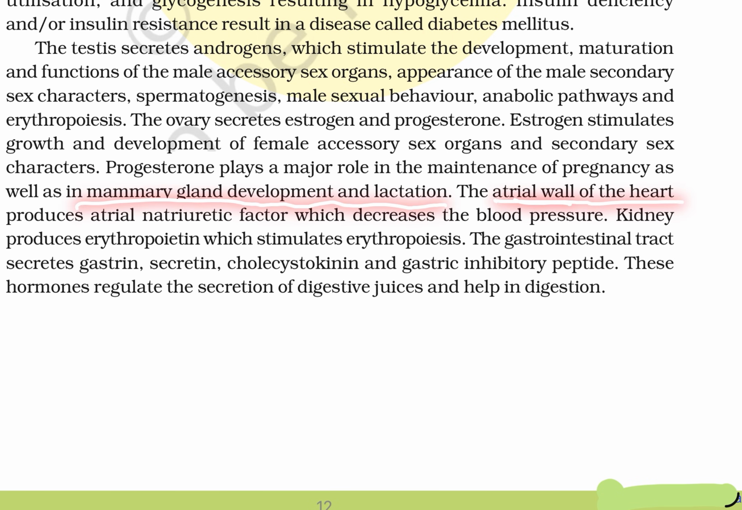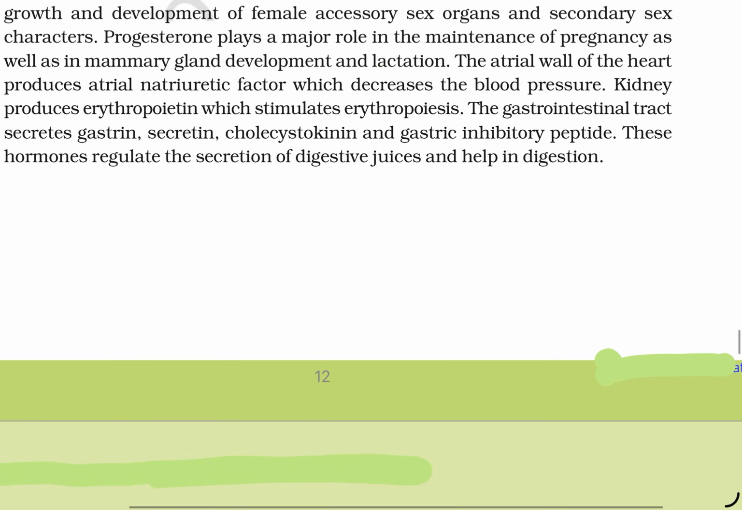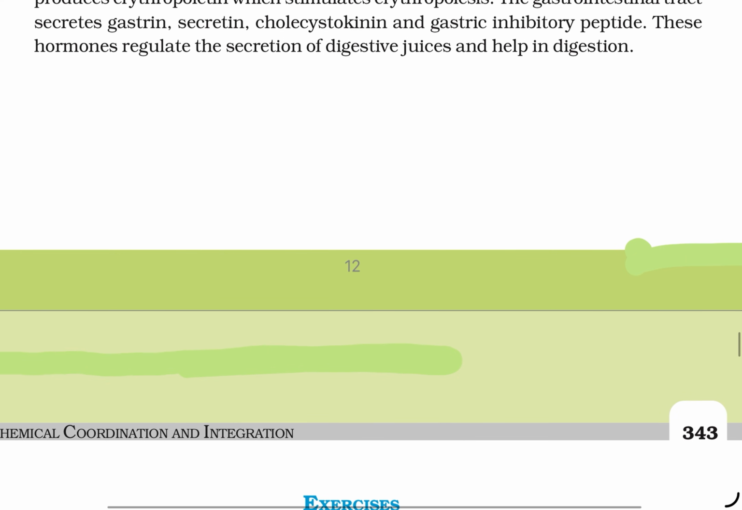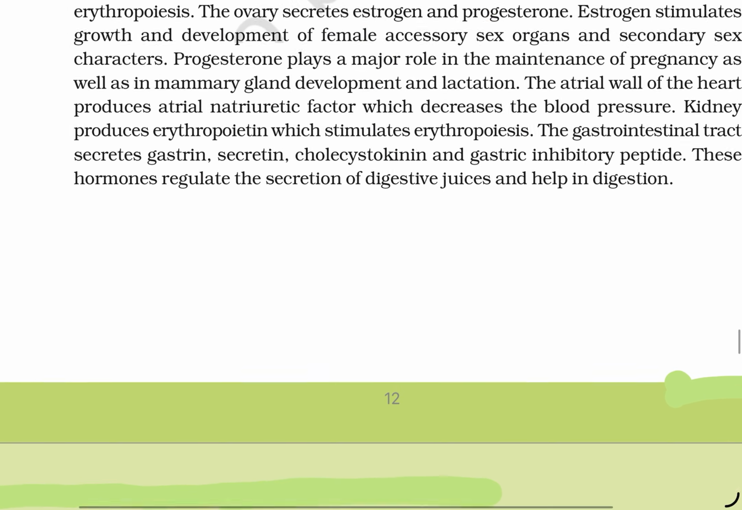The atrial walls of the heart produce atrial natriuretic factor, which decreases blood pressure. The kidney produces erythropoietin, which stimulates erythropoiesis. The gastrointestinal tract secretes gastrin, secretin, cholecystokinin and gastric inhibitory peptide. These hormones regulate the secretion of the digestive juices and help in digestion.